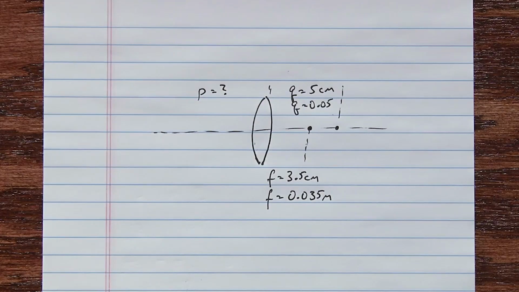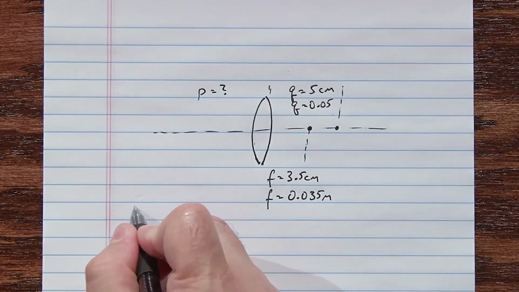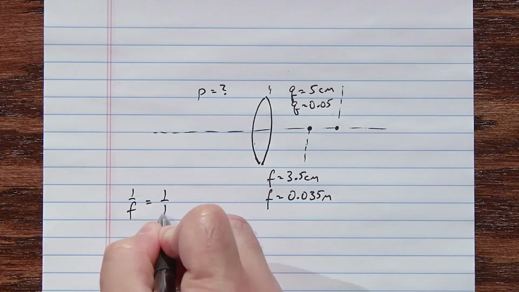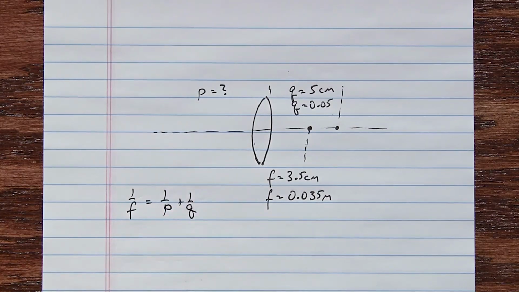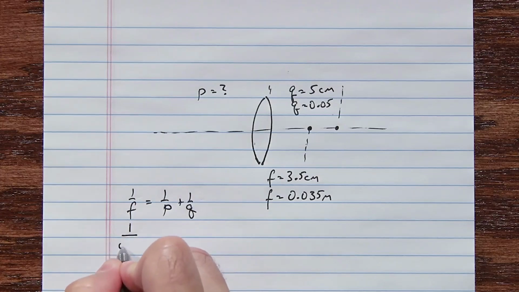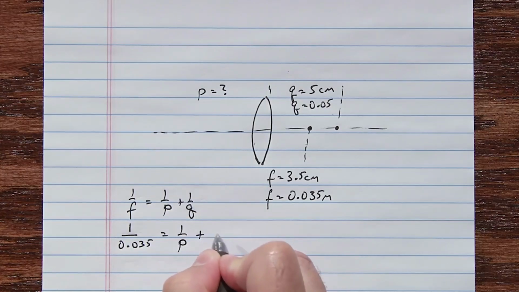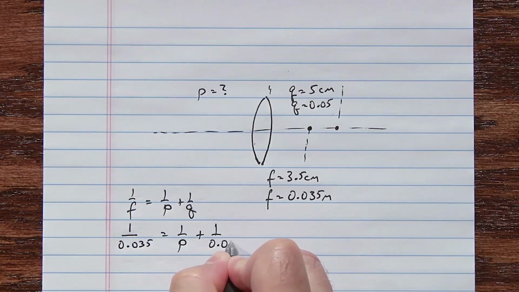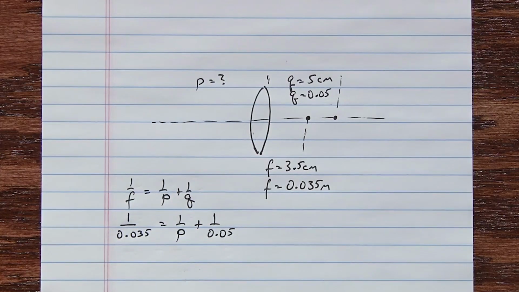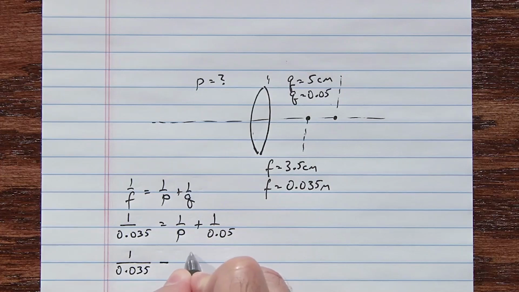We're looking for the object distance. We can calculate that using 1 over f is equal to 1 over p plus 1 over q, or 1 over 0.035 is equal to 1 over p plus 1 over 0.05. I'm going to subtract 1 over 0.05 from both sides, and I have 1 over 0.035 minus 1 over 0.05 is equal to 1 over p.